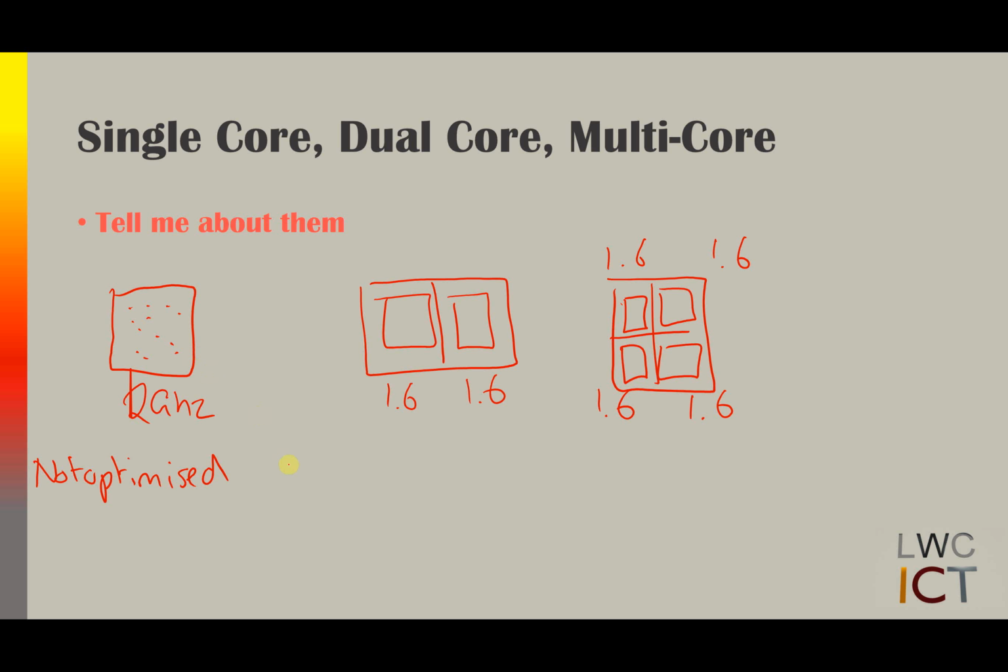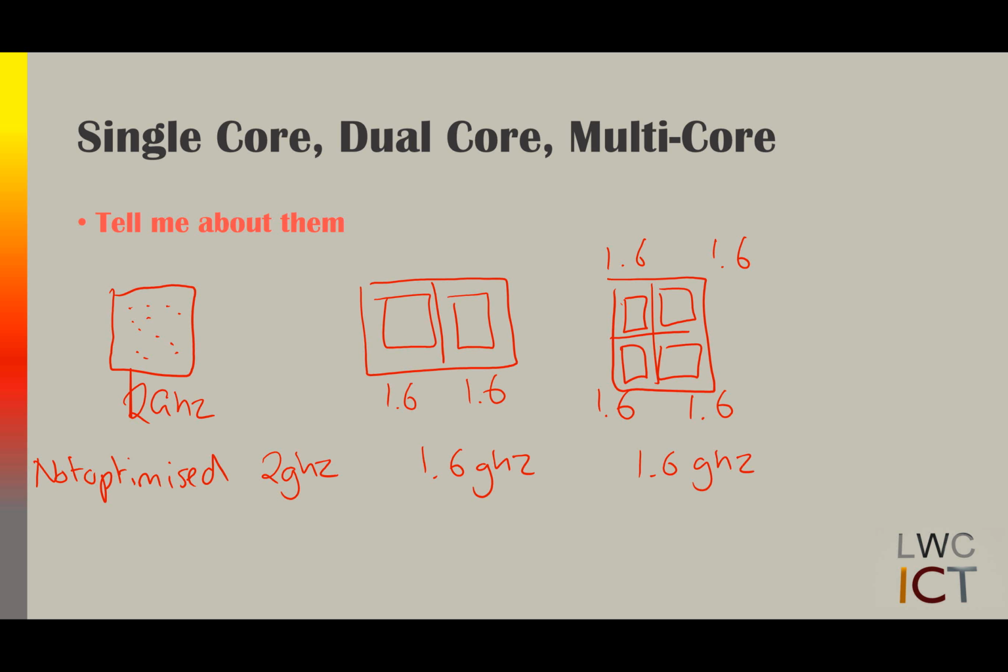So 2 gigahertz, it means that if it's not optimized, a single core one will run at 2 gigahertz. The dual core one will only run at 1.6 gigahertz. The quad core one will only run at 1.6 gigahertz because it can only use one of them at a time.